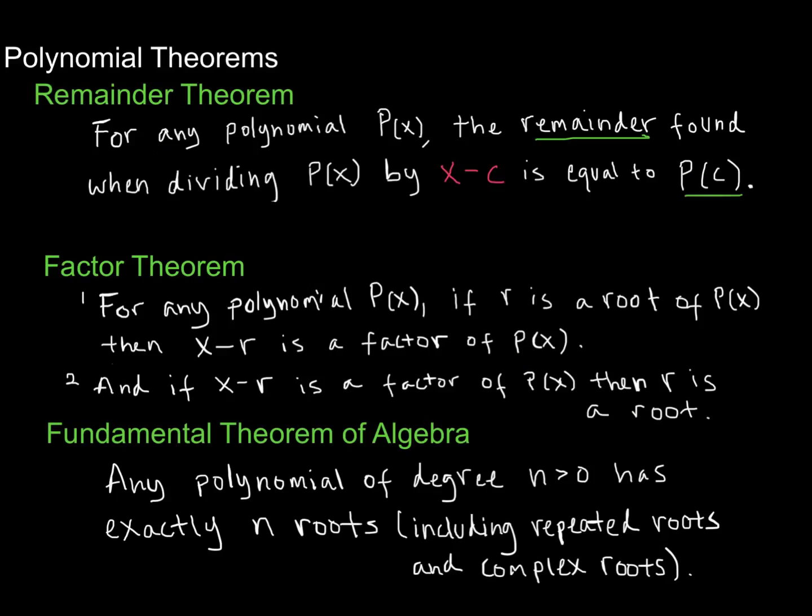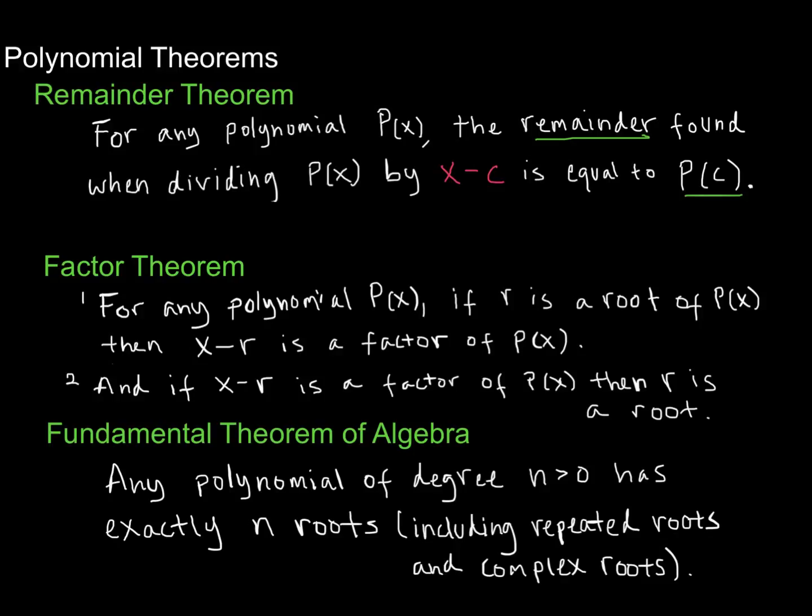So I've written the 3 theorems out, and let's start with the remainder theorem, which is the new one here. So for any polynomial p of x, the remainder found when dividing p of x by x minus c, and here c is just a constant, so you can go ahead and make a little note to yourself, just any constant number c, is equal to the value of the polynomial when c is plugged in for x. That's just what we discovered.